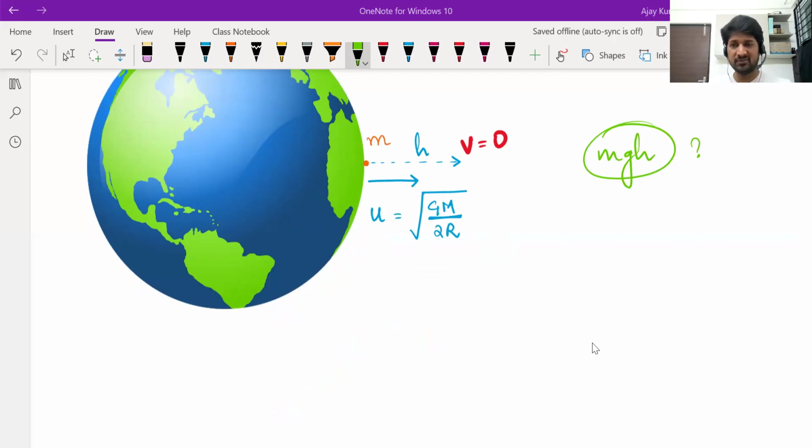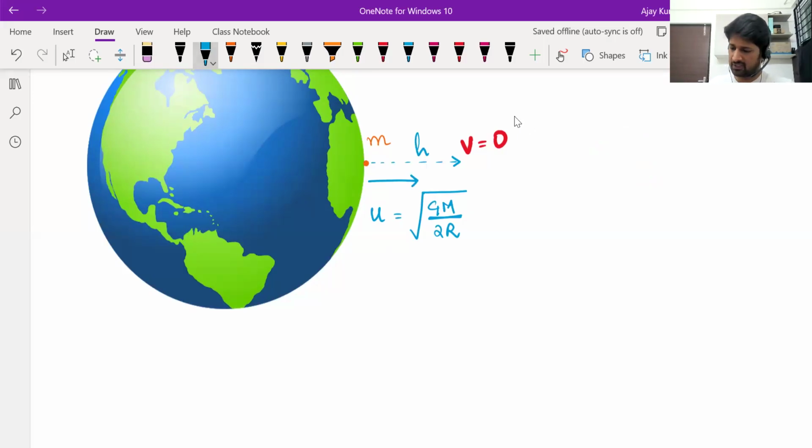Gravitational potential energy mgh is valid only when g is uniform. So for very small heights above the surface of Earth, you can use this. But we don't know to what height this object is going to rise. It can be a very large height.